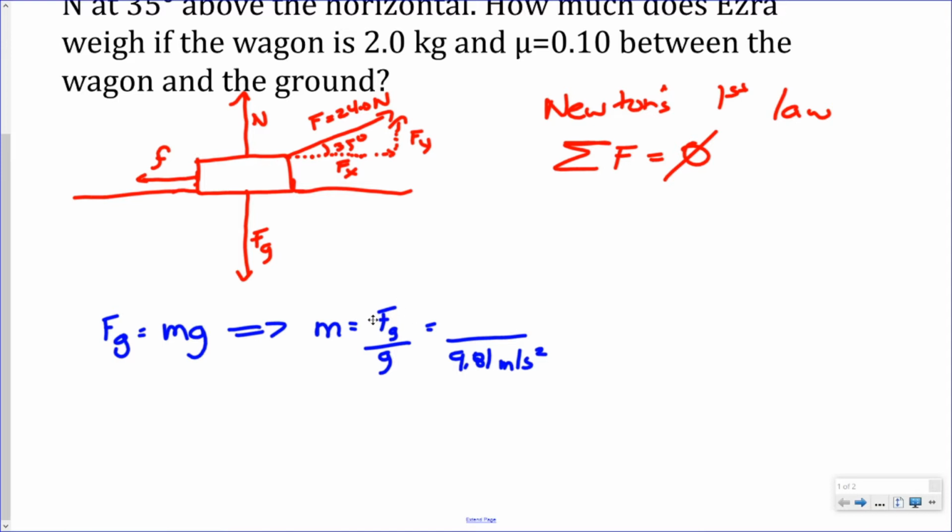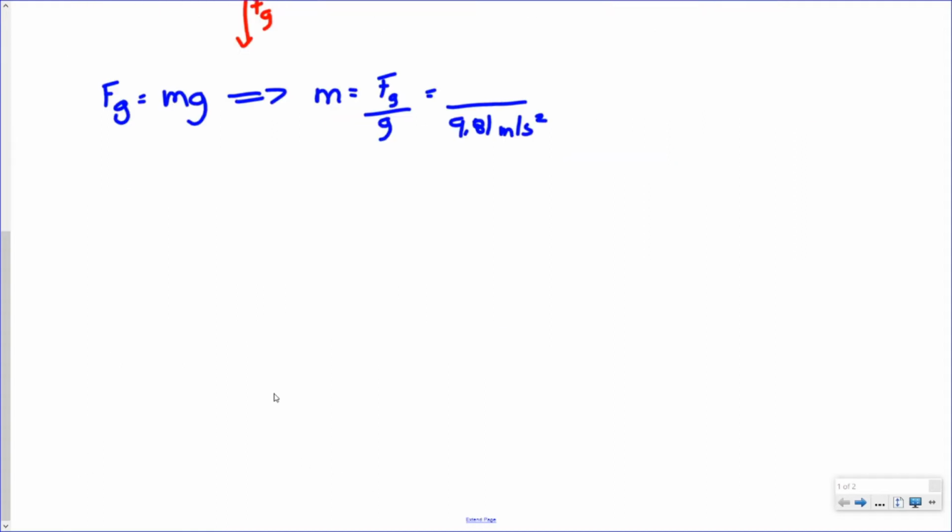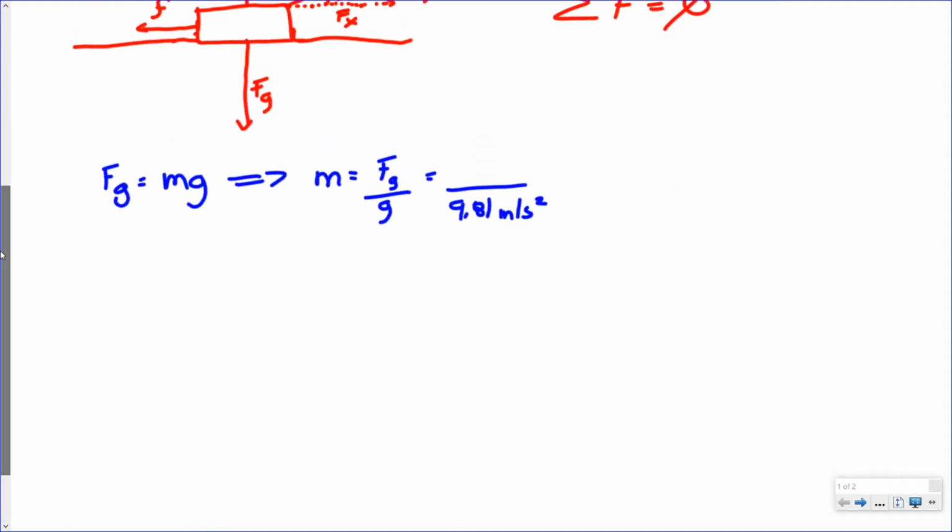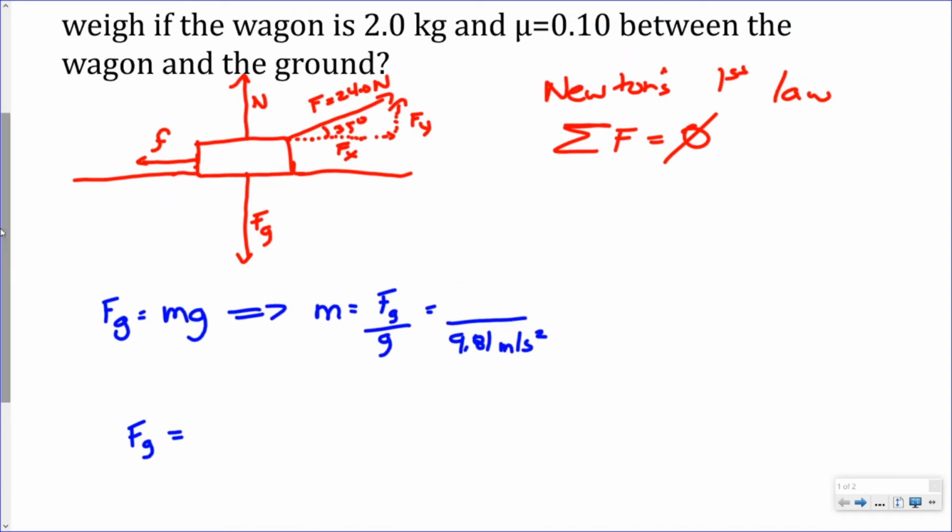Do we know the force of gravity? No, not currently. What do we know though? It's not accelerating up or down, so we know that all of the forces pointed up and all of the forces pointed down have to equal out. What we have pointed down is Fg. That's the only one we have pointed down. And it has to equal the ones that are pointed up, which are the normal force and Fy. So we have N plus Fy.